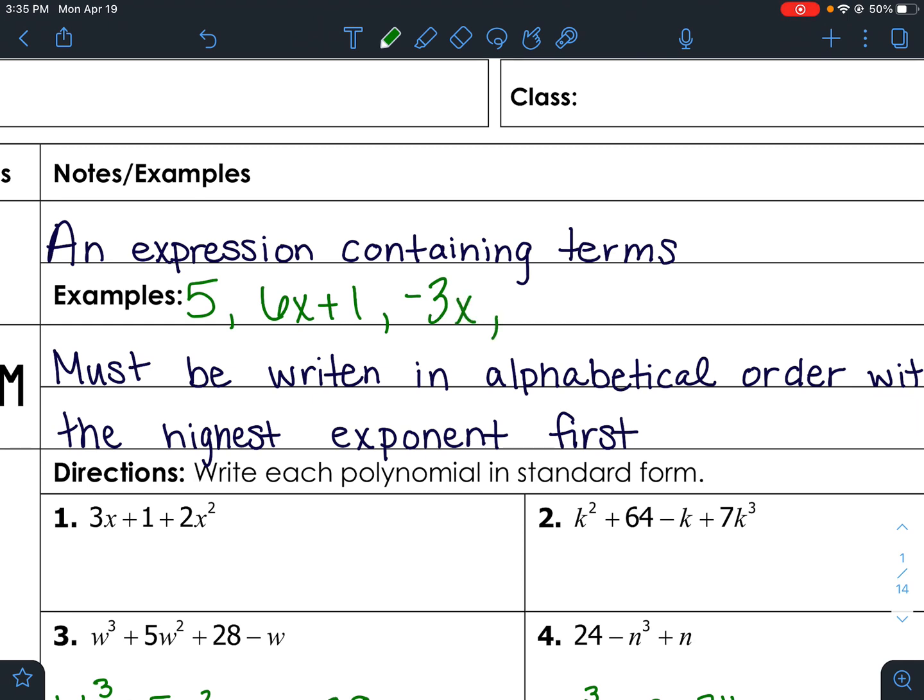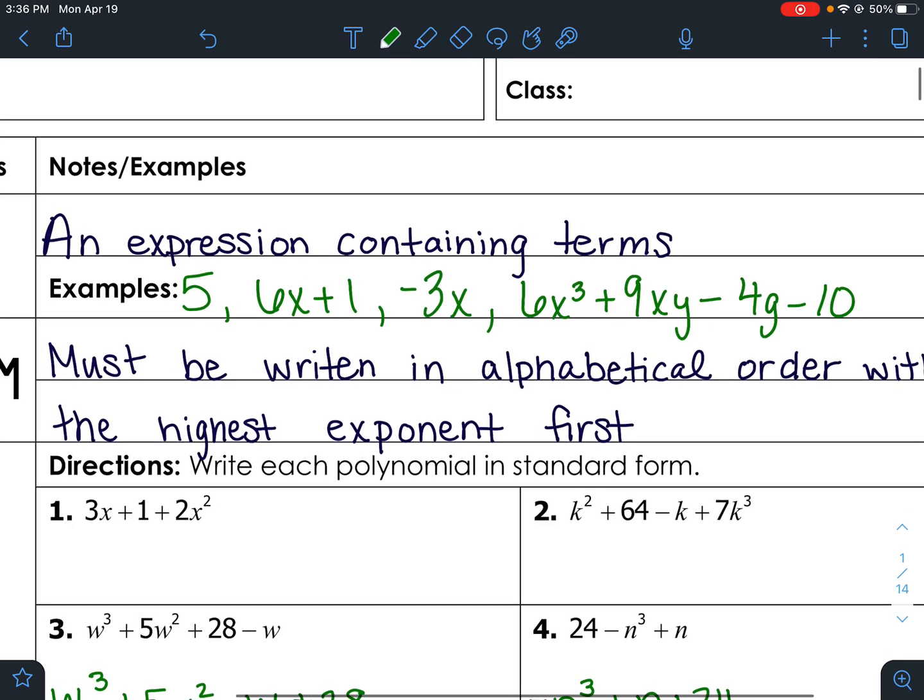I could have something that has more than one or two terms. I could have 6x to the third power plus 9xy minus 4g minus 10. Okay, so you could have a varying number of terms.